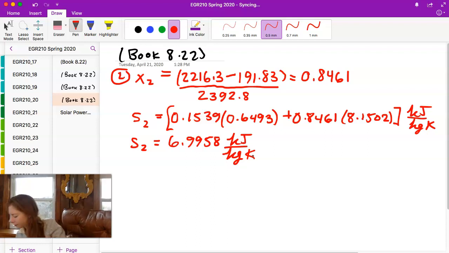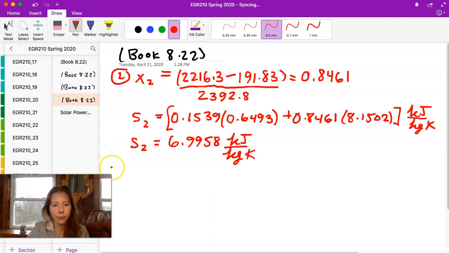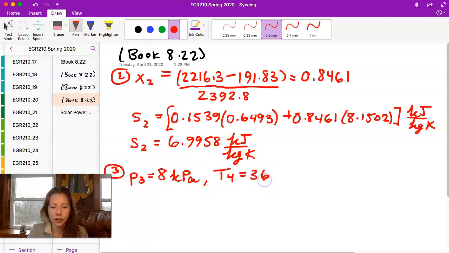Now, for state 3, okay, we know that we're at a pressure of 8 kilopascals. And our temperature is still 36. Sorry, I was looking at the wrong line. T3 is 36 degrees Celsius.